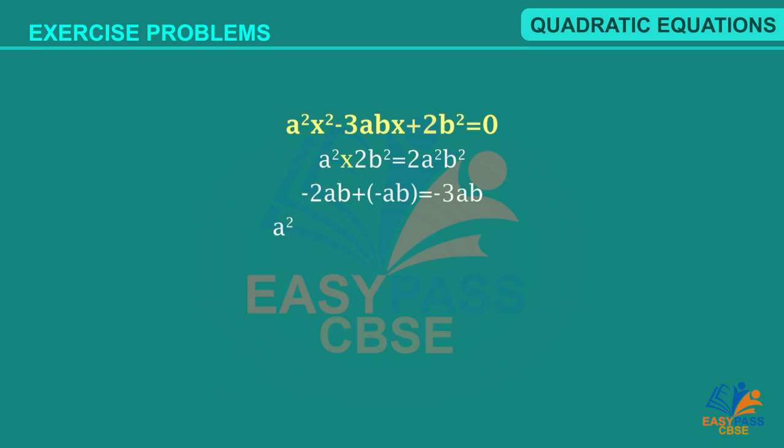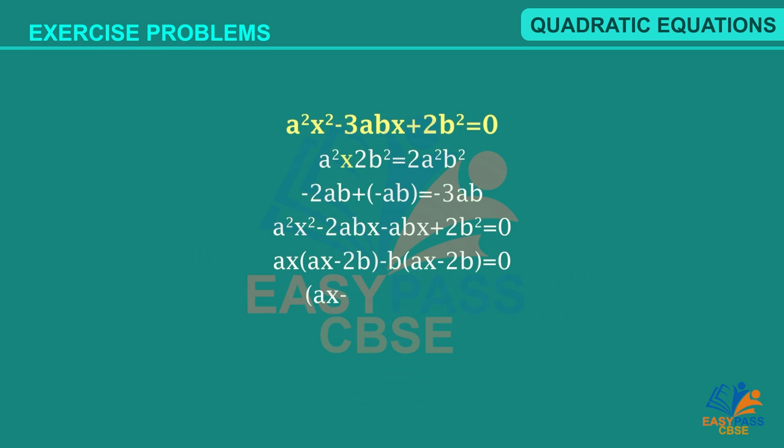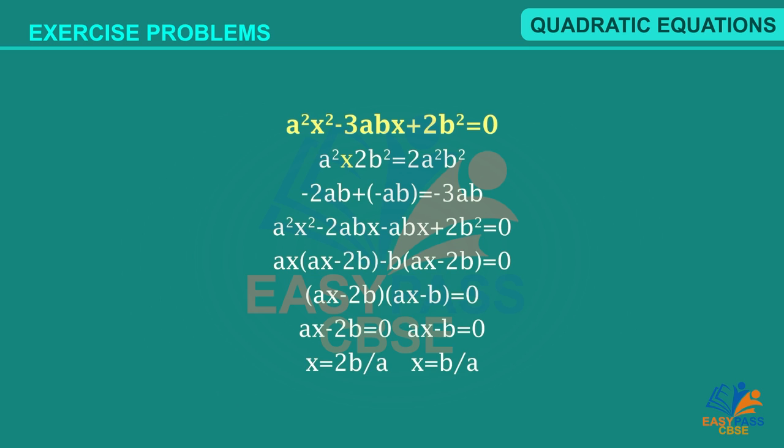So we have a square x square minus 2abx minus abx plus 2b square equal to 0. Take ax common, we have ax minus 2b. Take minus b common, ax minus 2b equal to 0. Therefore, ax minus b times ax minus 2b is equal to 0. Therefore, x is equal to 2b by a or x is equal to b by a. So the roots are 2b by a comma b by a.